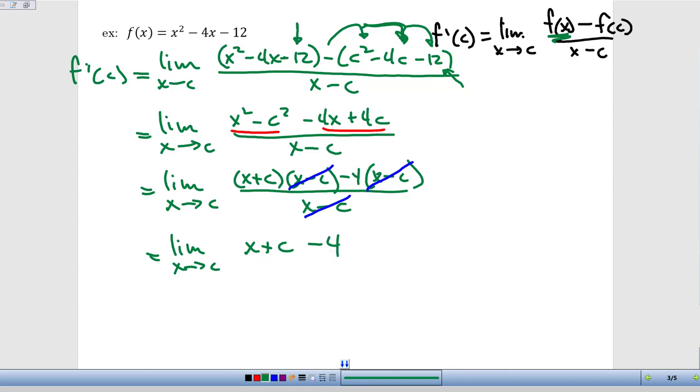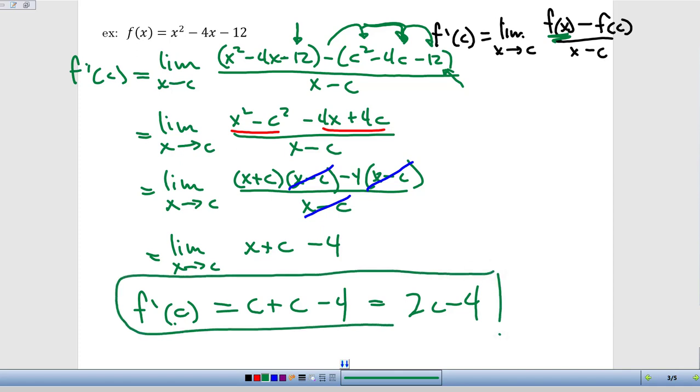And so at this point now, we don't have the x minus c in the denominator. We've removed the discontinuity. I can apply my limit. I can set the x's equal to c's. And so we end up with our first derivative is c plus c minus 4, or if we clean that up, it's 2c minus 4, which again is the same formula. It was just 2x minus 4 using the other technique. It's the same formula for that first derivative.